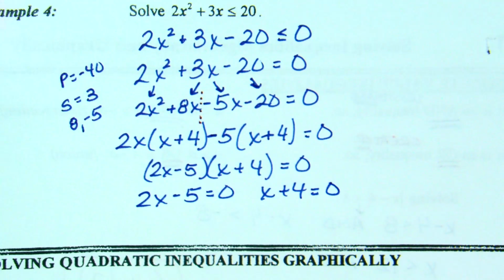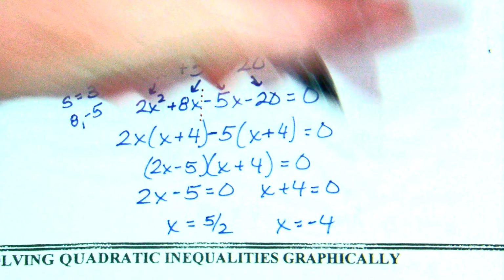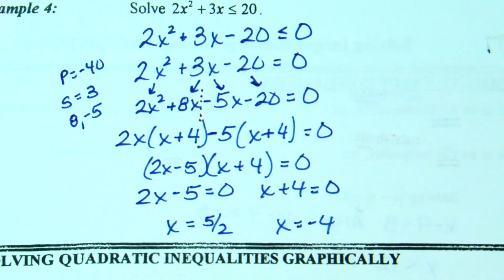So if it's 2x minus 5, can we do that in our heads? Add 5, divide by 2. You guys are telling me 2.5. I was going to write it as 5 halves. We're on the same page though, right? I don't care, honestly. And if it's x plus 4, it's x equals negative 4. Okay. So what are this 5 halves and negative 4? Those are x-intercepts, right? That's where, when I graph this, my graph is going to cross the x-axis.